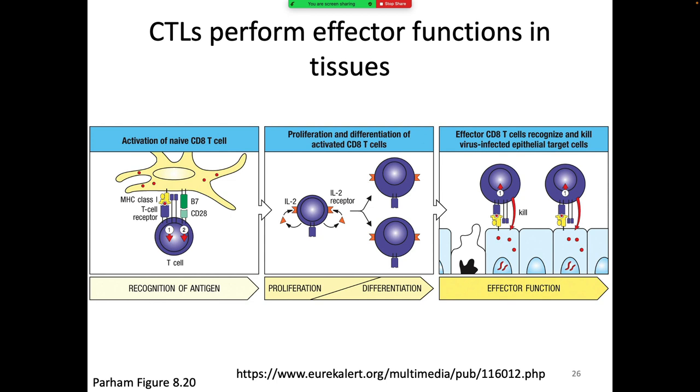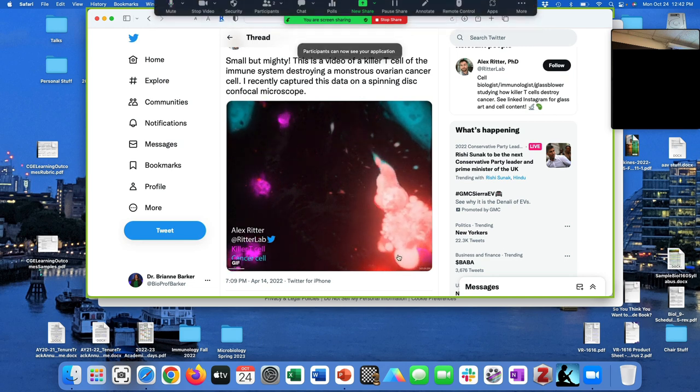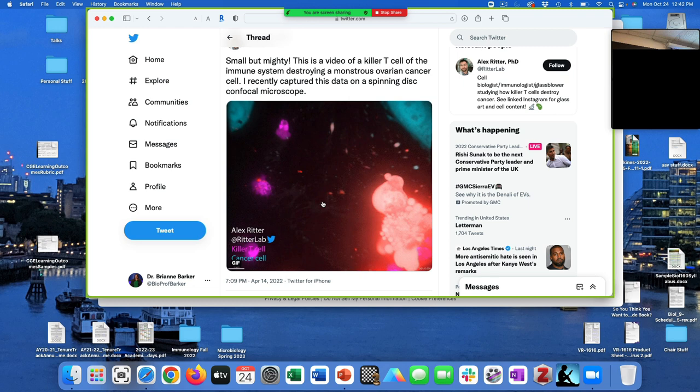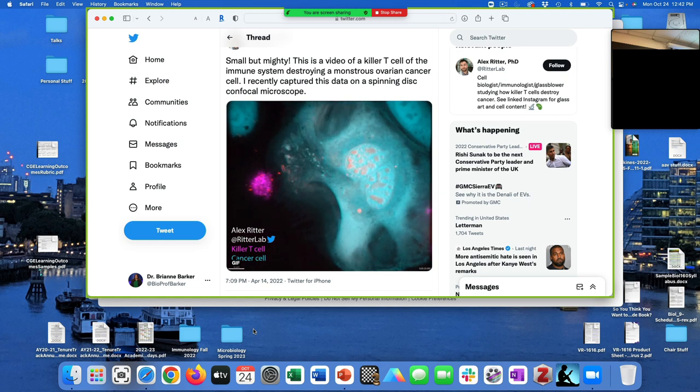Sadly, the link here to a video seems to be down. I really like that video, but there are other videos. So this is another version of a T-cell killing video. I don't know how I can get it to full screen, but here is our T-cell interacting with a cancer cell.